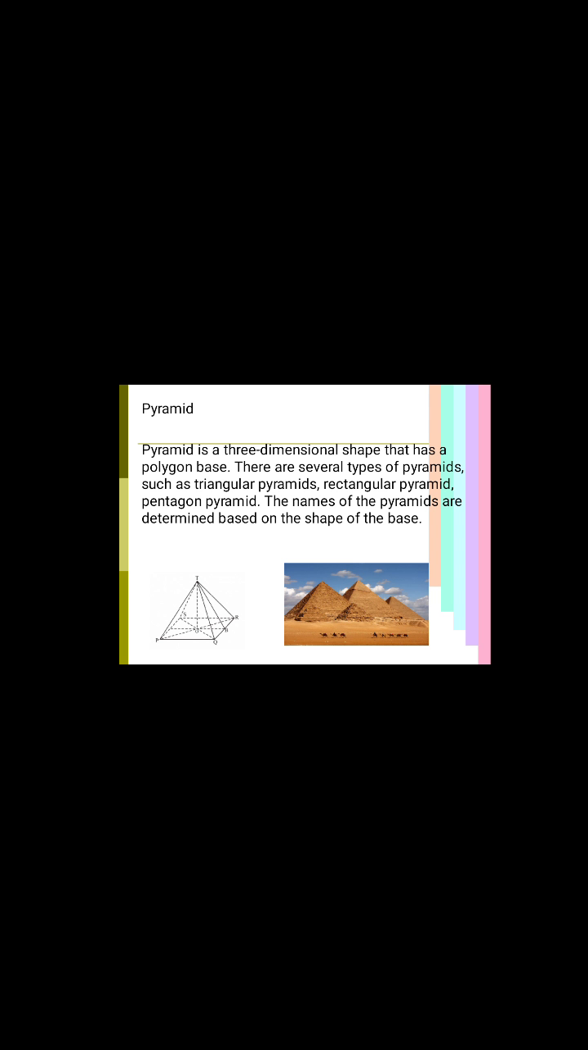Next, pyramid. A pyramid is a three-dimensional shape that has a polygon base. There are several types of pyramids, such as triangular pyramids, rectangular pyramids, and pentagon pyramids. The names of the pyramids are determined based on the shape of the base.